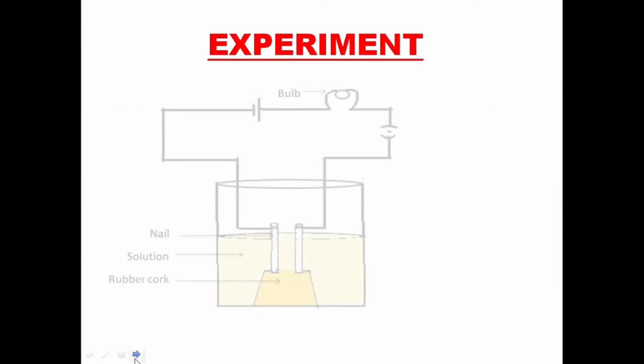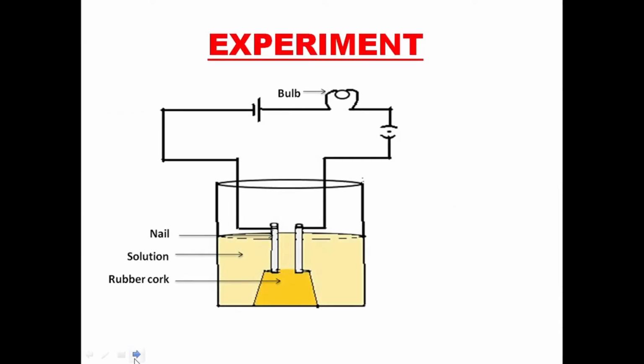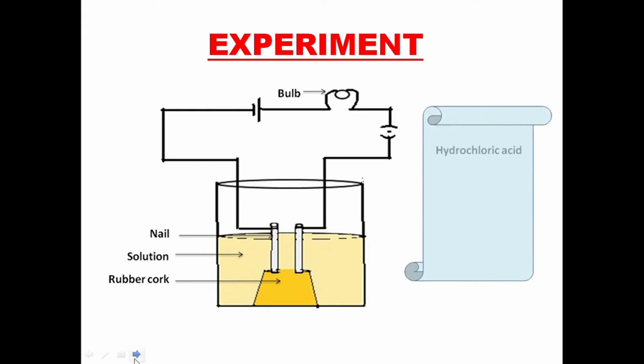So we will try to conduct one experiment whose setup is like this. We have a rubber cork, solution in a beaker, and nails. Then we have the bulb and we have the complete setup. We will take some chemical entities which contain hydrogen in them, for example HCl, that is hydrochloric acid, sulfuric acid, alcohol, vinegar, glucose. We will put each solution in the beaker one by one and see if they conduct electricity or not.